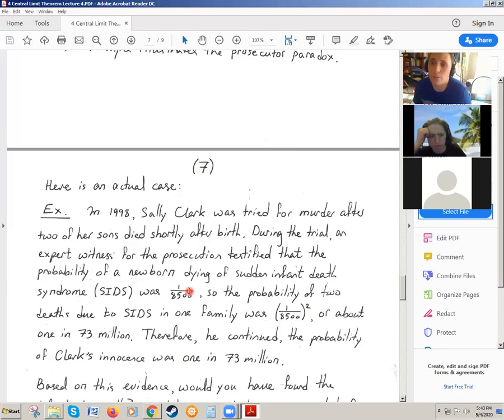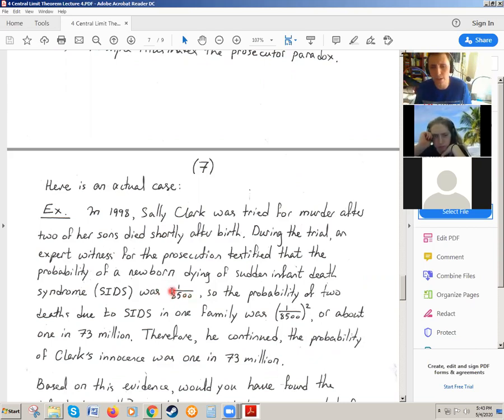sudden death syndrome is like a strange visitor to your house. It's equally likely to visit any 1 out of 8,500 families each time, right? So sudden death syndrome might be, I mean, it's just a poorly diagnosed thing, I suppose. It's just all sorts of strange and unexplained causes by which maybe an infant might die.